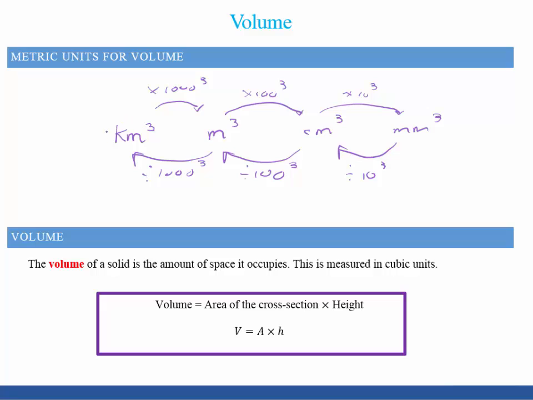So if you need to convert from kilometers cubed to meters cubed, you'd multiply by 1,000 cubed. To go from meters cubed to centimeters cubed, you multiply by 100 cubed. And going back from centimeters cubed to meters cubed, you divide by 100 cubed and so on. And that's a nice handy way of being able to do your conversions because there's nothing else to learn. So you know the area, this would all be squared, and length you already know from primary school.